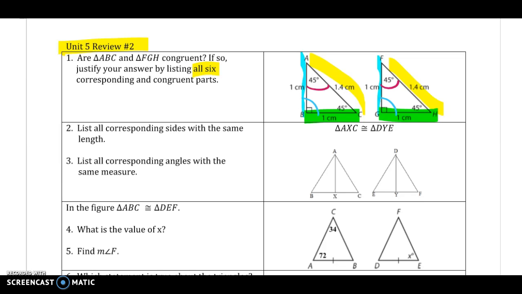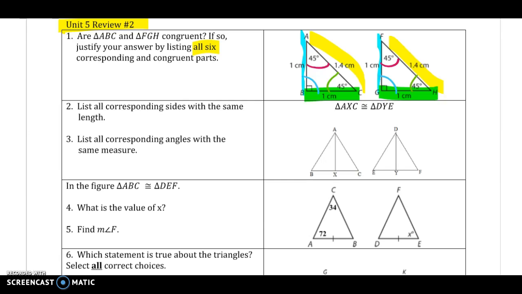B with G, and C with H. So we have to actually list all of those. I'll list a few of them, and you can do the rest. For example, AC is congruent to FH. And there's 2 more corresponding sides to list. And then you can list, for example, A is congruent to angle F. And there's 2 more for you to list as well. Those are the 6, so it's 1, 2, 3, 4, 5, 6 corresponding parts.